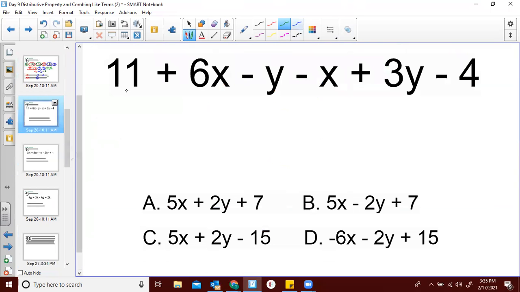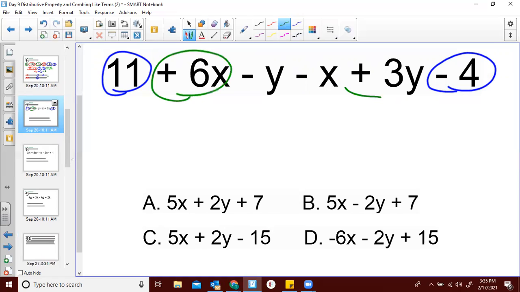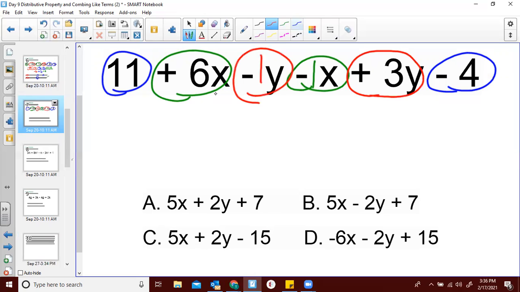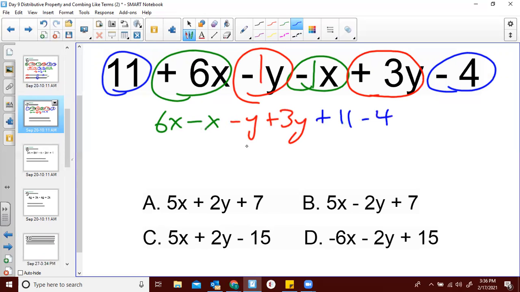All right. We have an 11, negative 4. We have a 6x. Whoops. A negative 1x, a negative 1y, and a positive 3y. So I'm going to lose these ones because at some point you guys aren't going to use them anymore. You won't need to. And 6 minus 1x, that's going to give me a positive 5x.